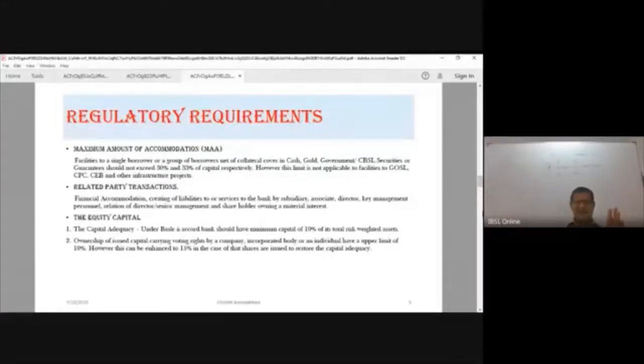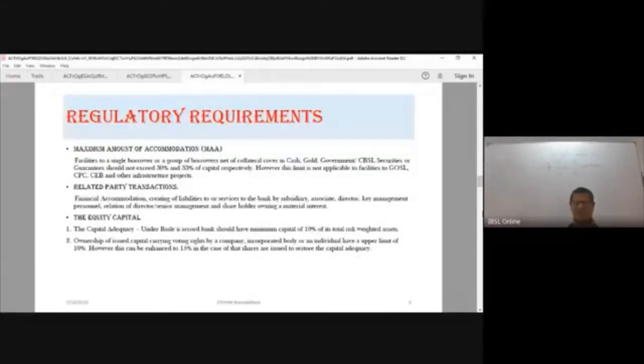Then the equity capital, which earlier under Basel II stood at 10% of total risk-weighted assets. Now from 2020, I think the Central Bank of Sri Lanka, after the closing of 2019, has increased this to 14%. So ownership of issued capital carrying voting rights by a company, incorporated body or an individual has an upper limit of 10%.